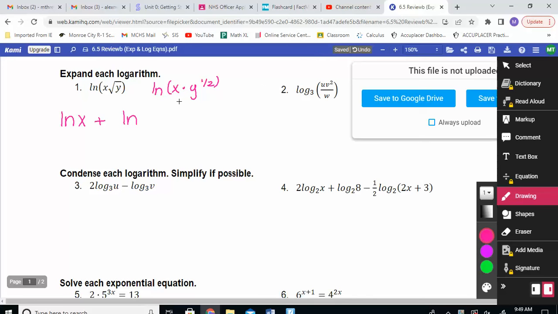So then what happens to that 1/2? It goes to the front. So natural log of x plus 1/2 natural log of y. Okay. Is that one all right?